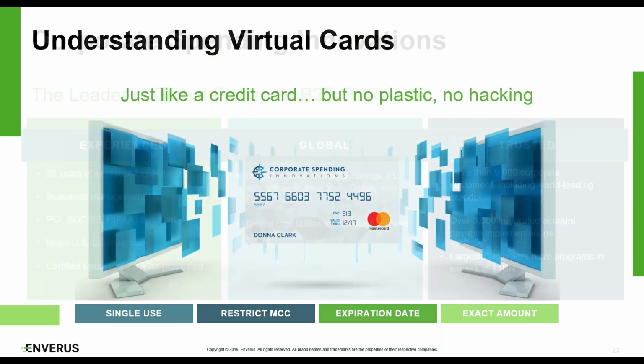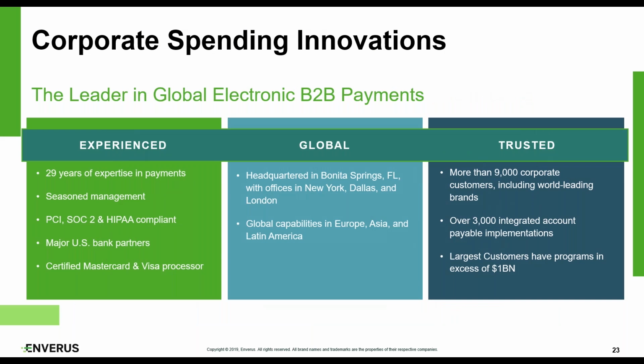So to support this specific offering, we're partnering with a provider to present a few offerings from experts in payments, which is why I'm happy to mention CSI or Corporate Spending Innovations. And you'll hear us reference them as CSI to provide the solution. CSI is very experienced in the world of payments. They're considered a leader in the global electronic B2B payment space. Their team has, as you can see here, over 29 years of expertise in this world. They're also certified processors of MasterCard and Visa, which in the virtual card world is great because it provides a greater reach for virtual card programs.